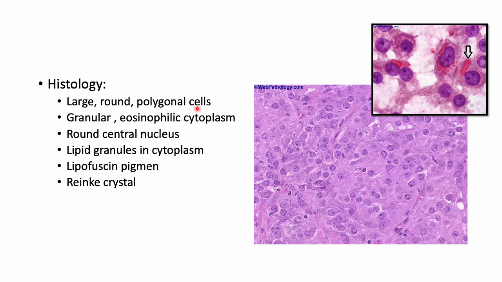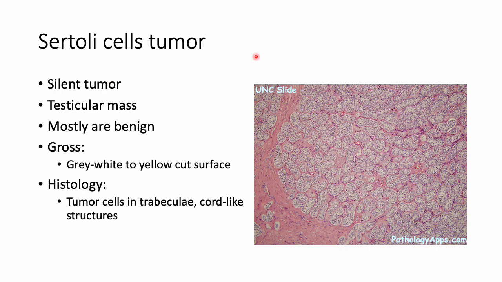Histologically, it has large round polygonal cells, a bit polygonal like squamous cells, with a round central nucleus and lipid granules in the cytoplasm. So these are the lipid granules in the cytoplasm. In this photomicrograph, there is the presence of lipofuscin pigment. This type of tumor also has lipofuscin pigment, and sometimes Reinke crystals also. This is a Reinke crystal, and this is lipofuscin pigment. So these two things can be present in the Leydig cell tumor.